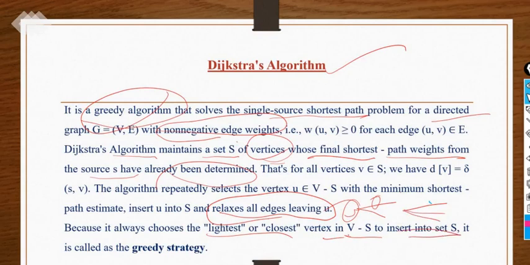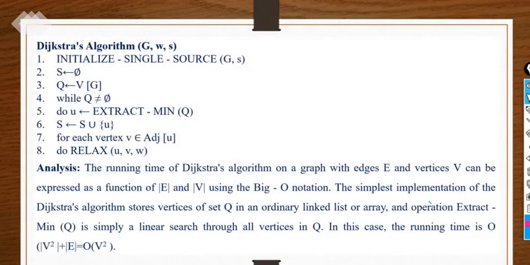Into the set S, it is called a greedy strategy because we are not moving directly along the largest path; we are just covering the smallest path, from where we get the maximum benefit, where we have to cover a lesser distance in order to move from one vertex to another. So this is a greedy type strategy in the Dijkstra algorithm. That's why it's a greedy strategy based algorithm to find the shortest path of a graph.